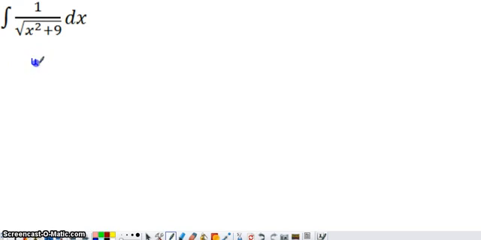Try to maybe do a u substitution. If you try to let u equal x squared plus 9, what's du dx going to be? Well, du dx is going to be 2x, and you don't have any other x's to cancel with what you're going to pick up here. So it doesn't really seem like that's going to be an option, so let's backtrack from that.